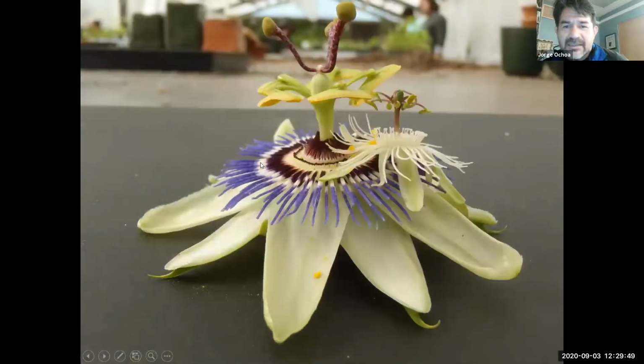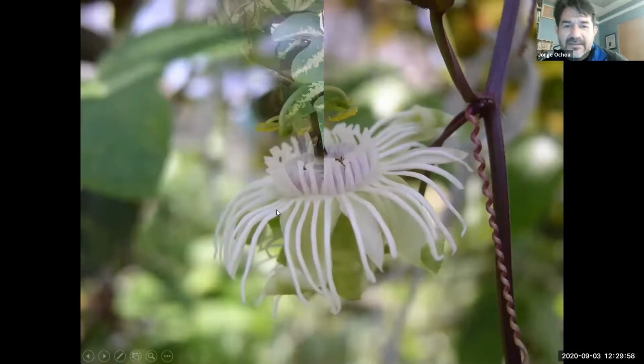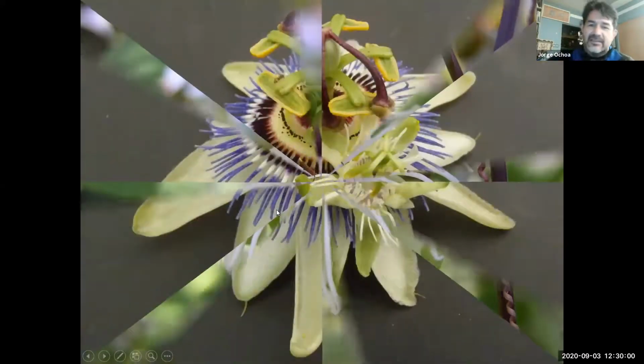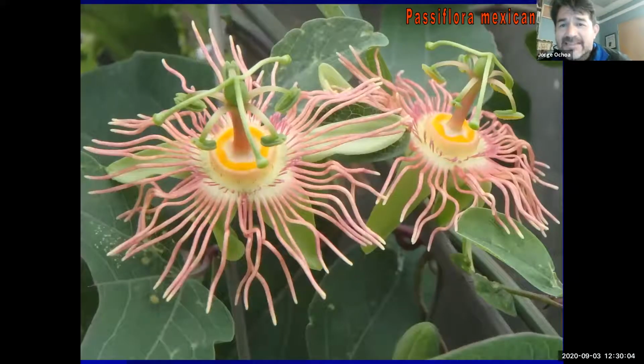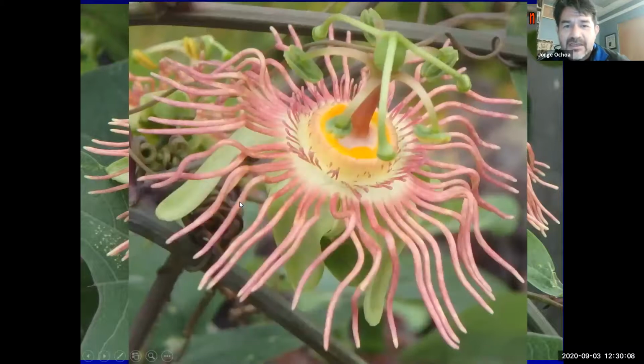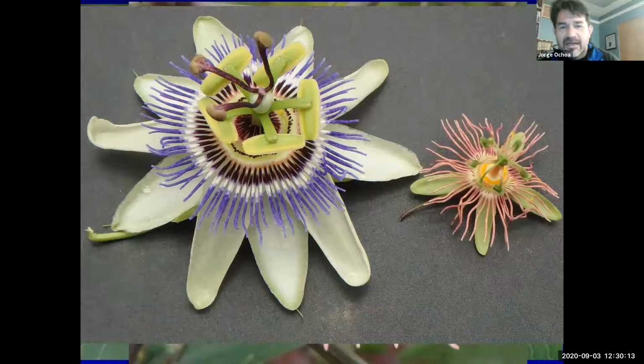There it is for scale. And trifasciata means three stripes, so the three stripes made by the leaves. There's the close-up, and there's the flower for scale. Mexicana, I have here from obviously Mexico. Here's the close-up of it, and there it is next to the other flower.